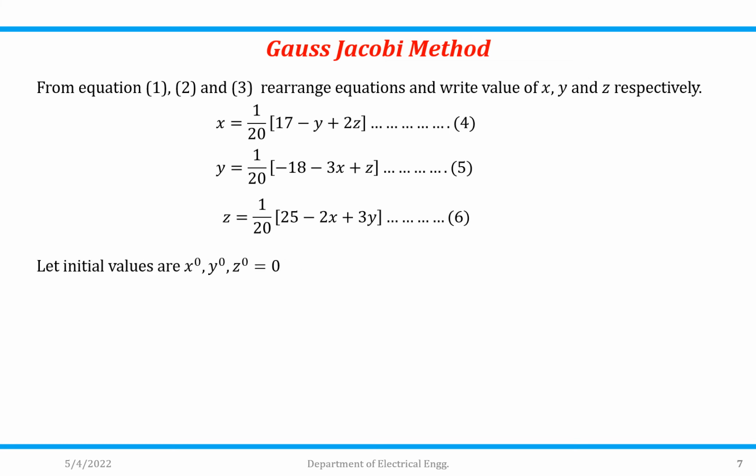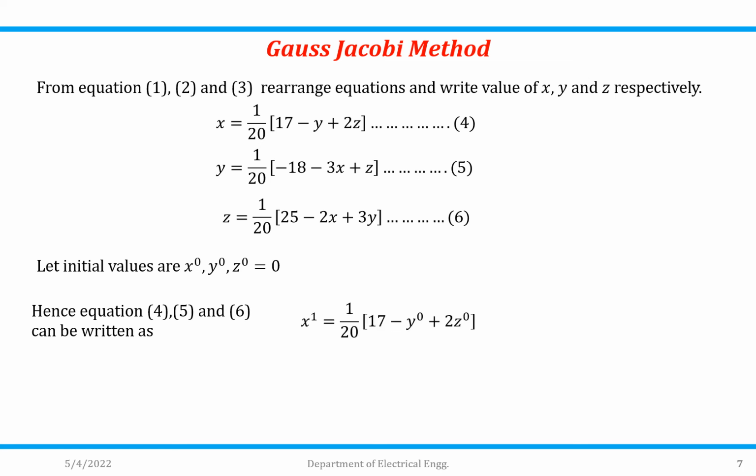Now let us consider that the initial values are x raised to 0, y raised to 0 and z raised to 0 equal to 0. Hence equations 4, 5 and 6 can be written as follows. Here I have written the same equation number 4 but it is represented as x raised to 1, that is first iteration. And here I have written y raised to 0 and z raised to 0, that is the initial values. Similarly from equation number 5 we can write the next equation, and similarly from equation number 6. Now from these three equations we can make a table for the solution.